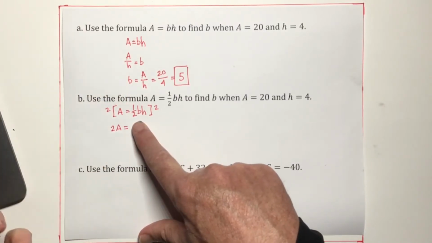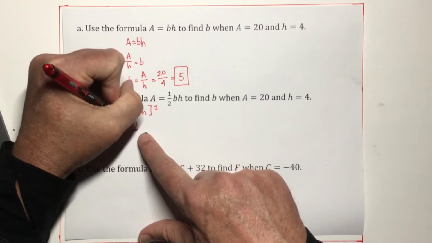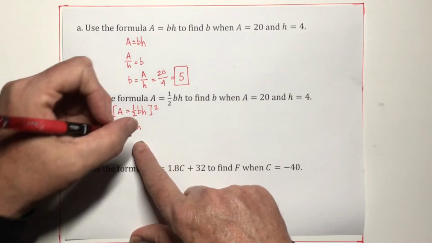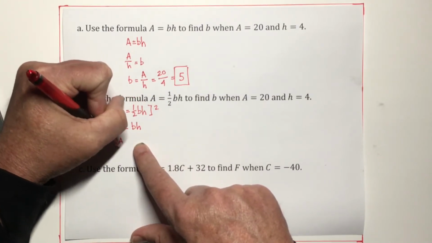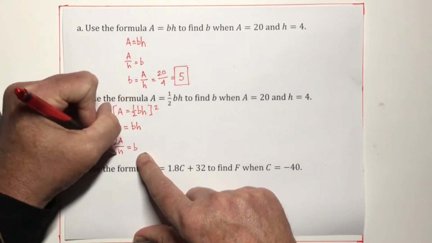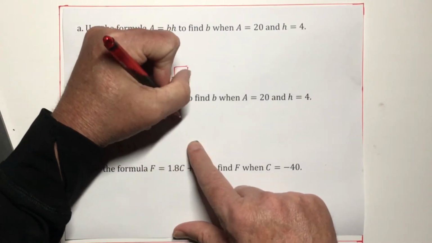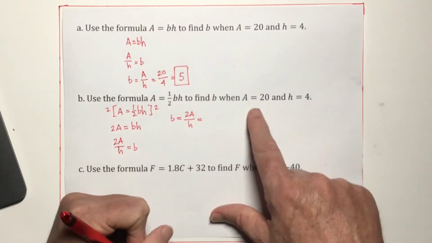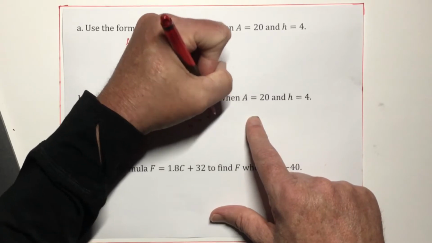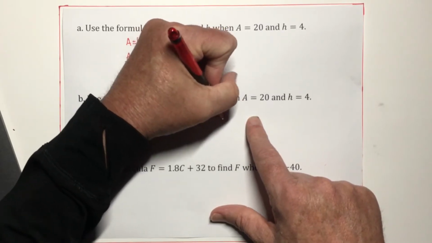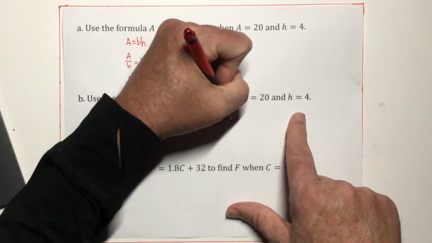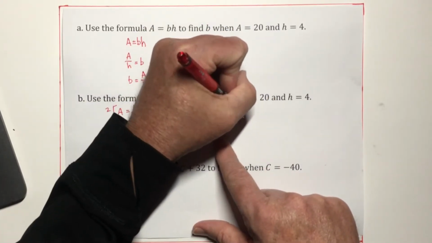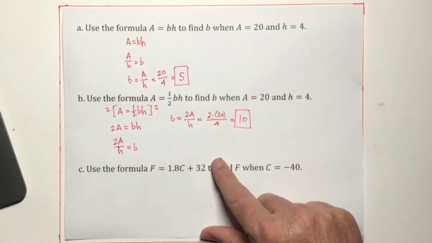I get 2 times 1/2, which is just 1. So all I'm left with here is just BH. And just as above, I want to get the B by itself, so I'm going to divide by H. So now I have 2A over H equals B, or B equals 2A over H. Now again, we know A is 20, so this would be 2 times 20 divided by 4. Well, 2 times 20 is 40 divided by 4. In this case, B equals 10.